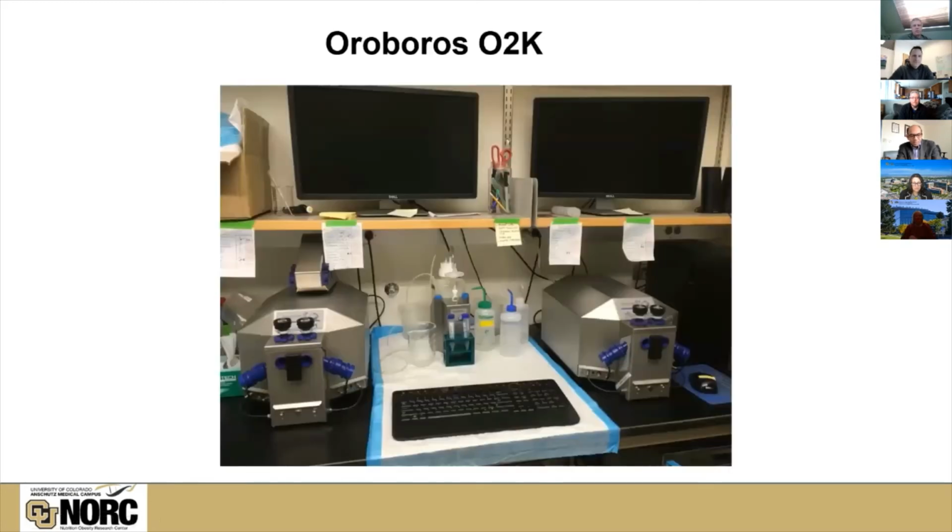The second most used instrument is the Oroboros O2K. We have 2 of them, which means we have 4 chambers. 4 chambers versus 96 chambers, it's a big difference if you're looking for throughput.